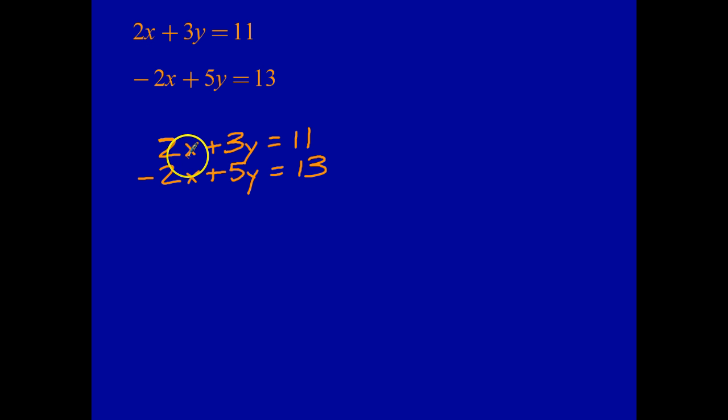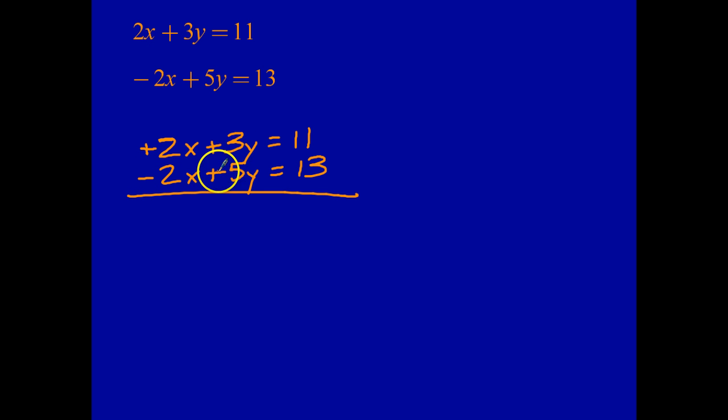Here I have a positive 2x and a negative 2x. Realistically, if I add these together, I'm going to end up with 0. So I'm going to add these two equations together. 2x and negative 2x is equal to 0. These will cancel out. I'm going to put a little positive here just to remind myself that a positive and a negative of the same amount need to cancel out to be 0.